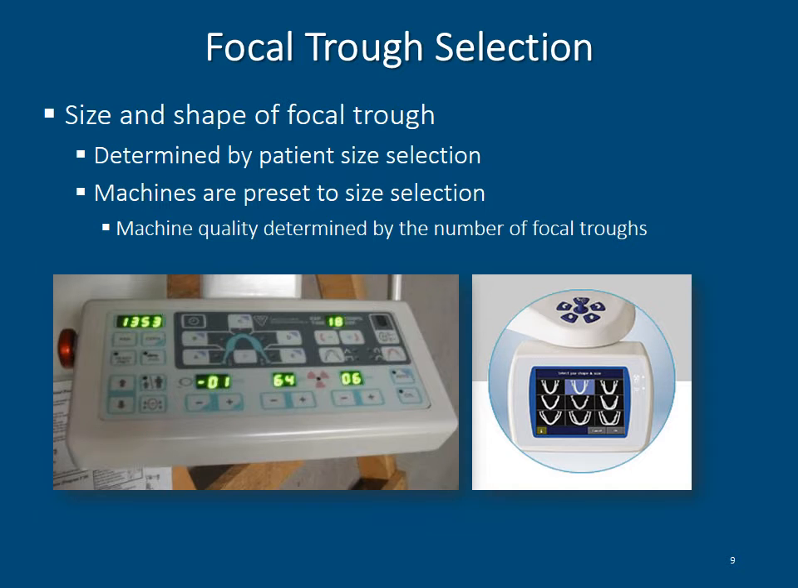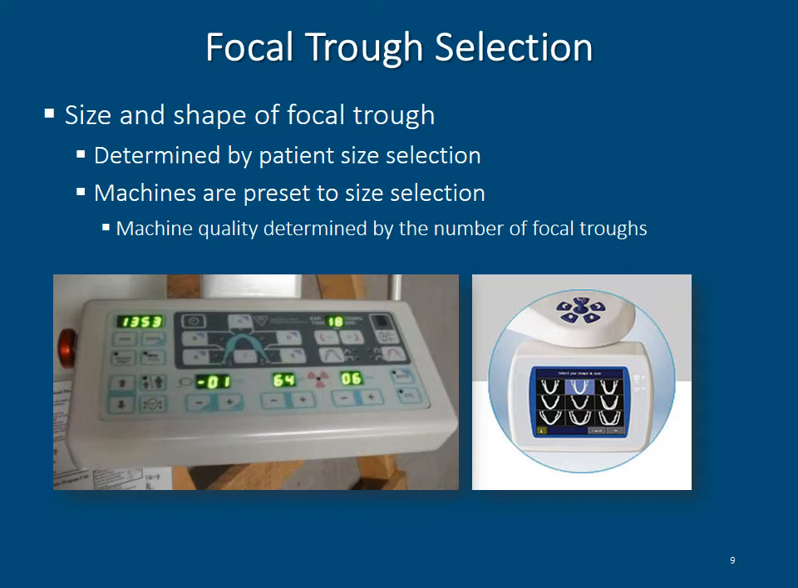The focal trough size selection and shape can be determined by, of course, the patient size, and these are measurements that are preset in the machine. Each machine, depending on the quality of the machine, will have a variation of focal trough sizes. The machine in our clinic has 4 focal trough sizes. If you note in the image to the right, you will see 9 focal trough sizes.